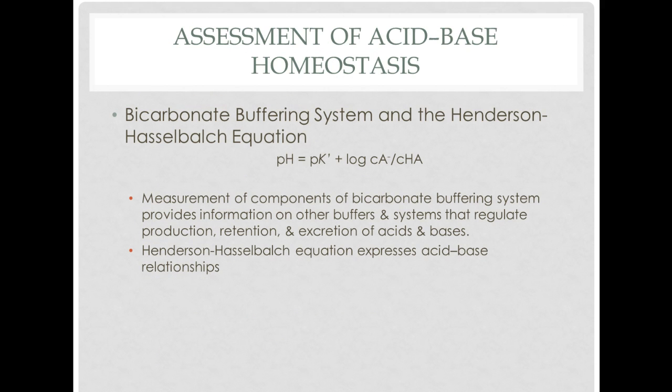The assessment of acid-base homeostasis comes from the Henderson-Hasselbalch equation and the bicarbonate buffering system. It uses the measurement of components of the bicarbonate buffering system, and it provides information on other buffers and systems that regulate production, retention, and excretion of acids and bases. This equation that you see, pH equals the pK plus the log of acids over bases, is something that we use to calculate pH. Now, this isn't something that I'm going to have you do routinely, but just so you know where pH comes from.